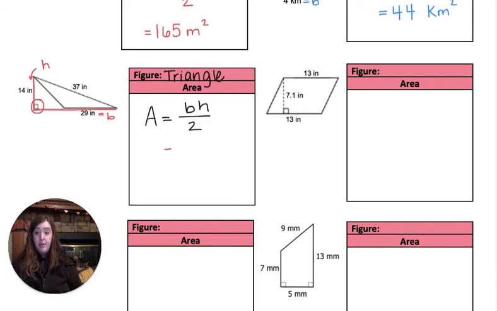So then we'll plug in what we know. That base was 29 times, and then the height was 14. And then we'll divide that by 2. So then when we pop that into our calculator, we're going to end up with 203. And our units are inches squared, or square inches. Over here, this next guy, he's a parallelogram.